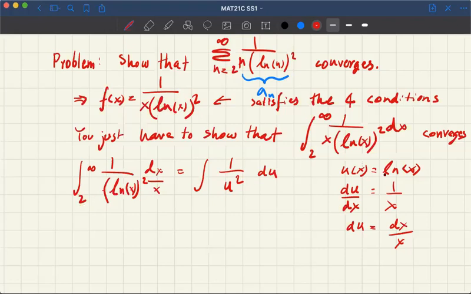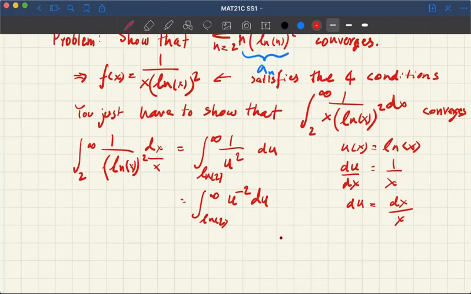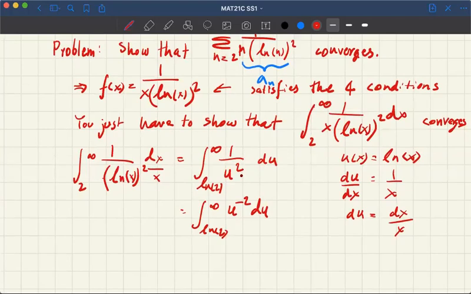When x is equal to 2, we have ln of 2 here, so you have to change this number as well. And when x approaches infinity, ln of x, or u, approaches infinity as well. So now you integrate this. This one is easy because it's just the integral from ln of 2 to infinity of u to the minus 2 du. Let's show that it's finite. It's some number, and then you are done with this question. I'm going to let you try to solve for it. In the homework problem, it's any p greater than 1, but the idea is exactly the same thing.